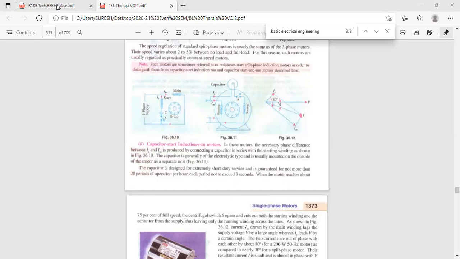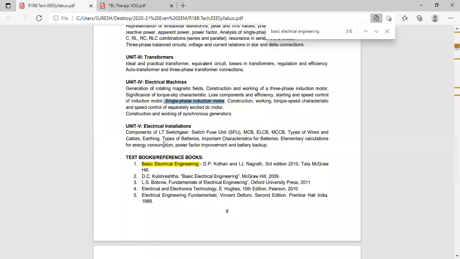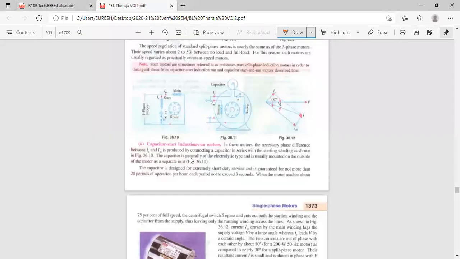One second. Sir, tell me. For creating starting torque, one connector of the capacitor, sir. Not getting what you are saying. For starting the single phase induction motor, starting one connector, no, sir.